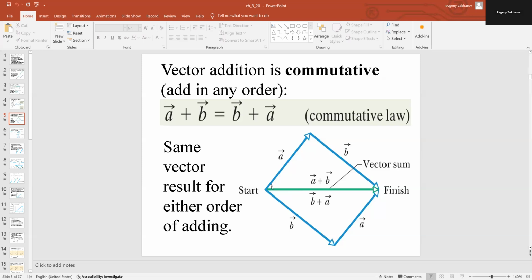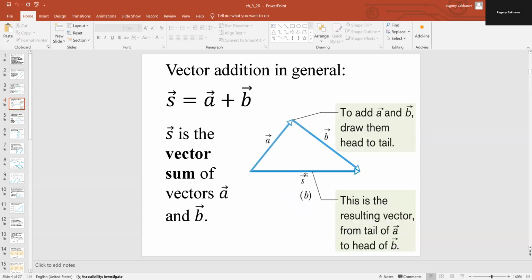So once again, all vectors in the parallelogram method start from the same point. Vector A goes one way, vector B goes the other way, and it's the diagonal that is the sum. It also starts from the same point. Do not pick the other diagonal. The other diagonal is an incorrect choice. So you have to work with the same point, and you draw that diagonal.